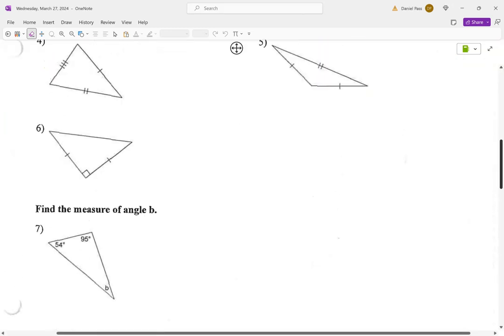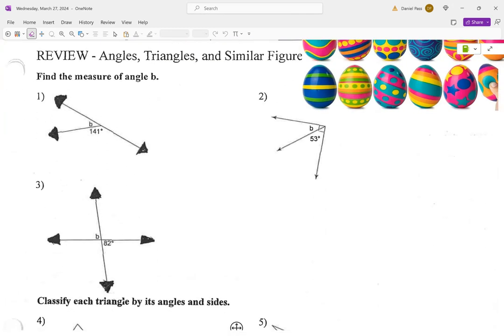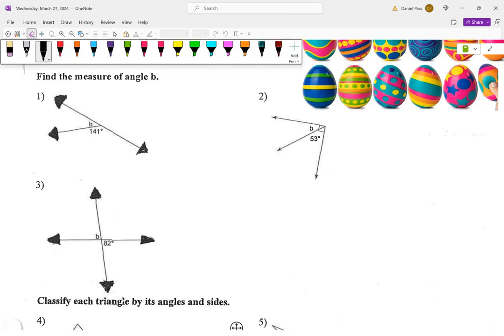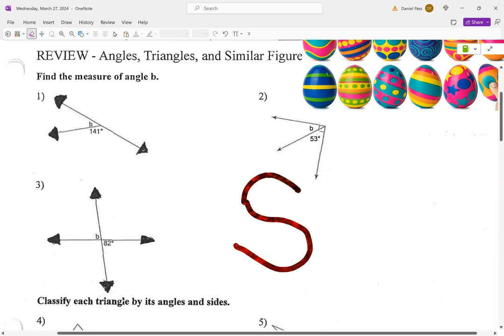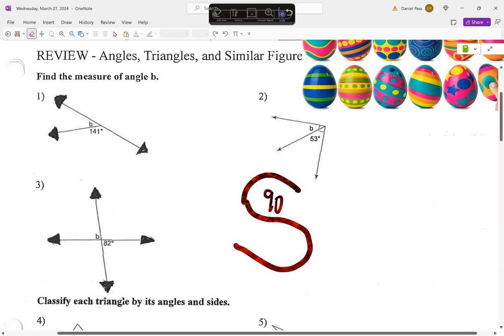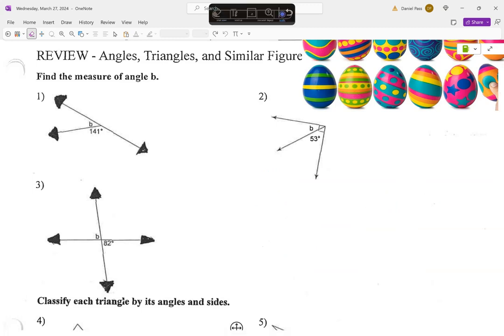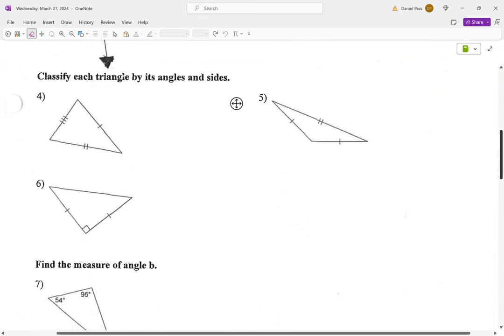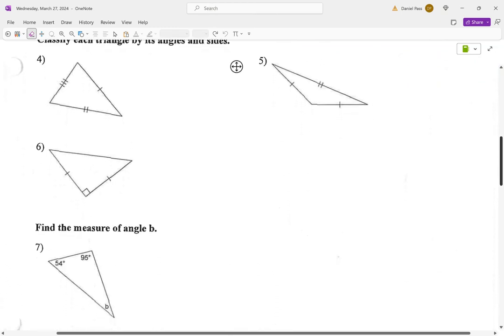Now remember, I'm gonna give you my little special thing I taught you, all right? I taught you that S looks like that, so it's got two curves, two 90s, and C's only got one 90, right? So supplementary is for 180, and complementary is for 90. Anybody use that trick? Yeah, no, I use the other one, the one with the two S's.